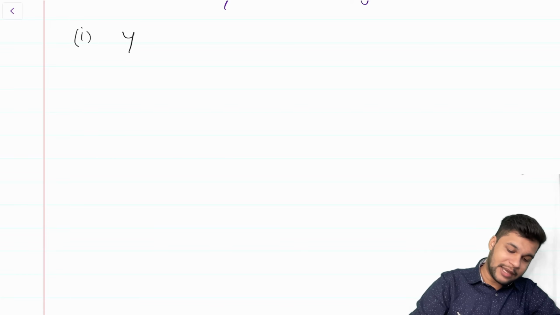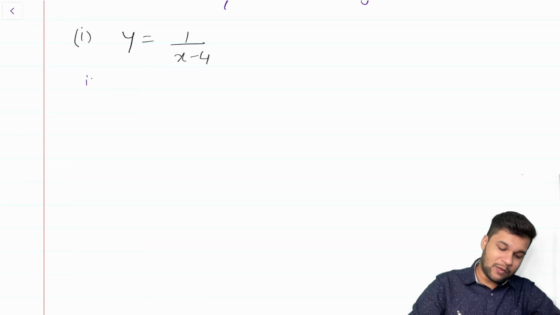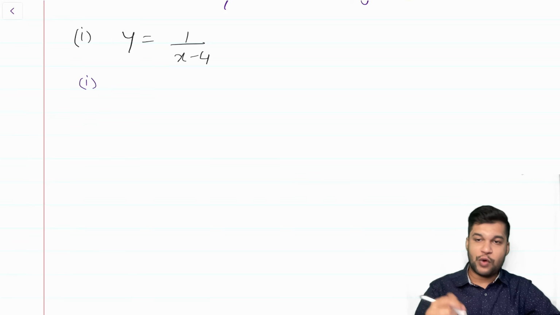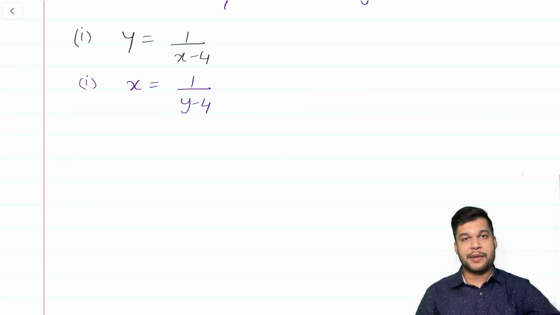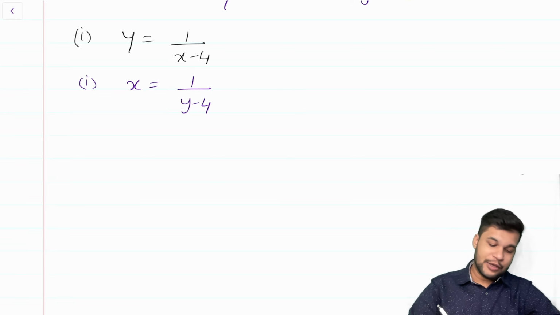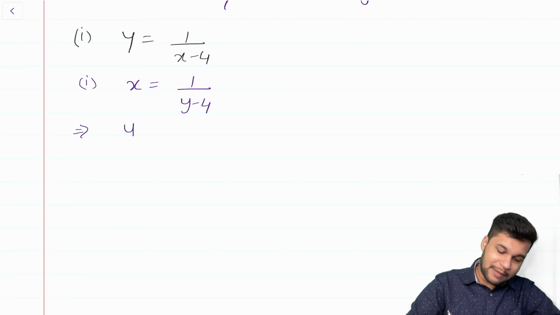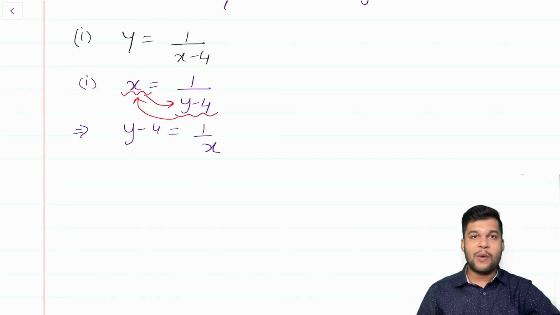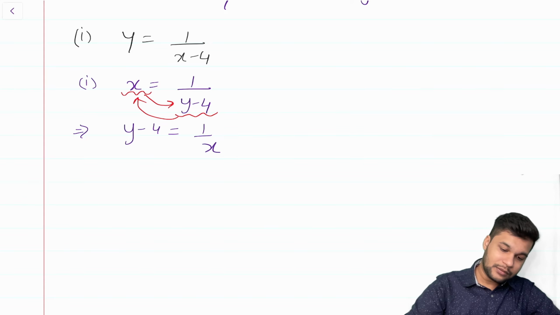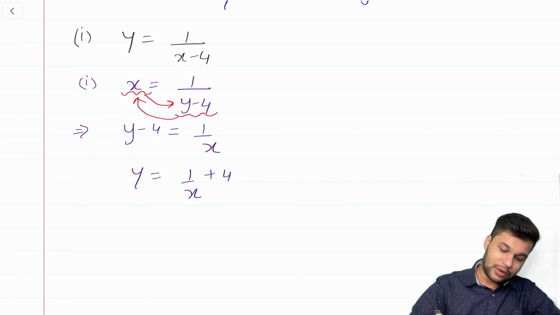Example number 1 is y equal to 1 over x minus 4. Step number 1 is to swap x and y. So x equal to 1 over y minus 4. Now you have to make y the subject. So I'm shifting y minus 4 to the left hand side and x to the right hand side. So y minus 4 will be equal to 1 over x. So y will be equal to 1 by x plus 4.